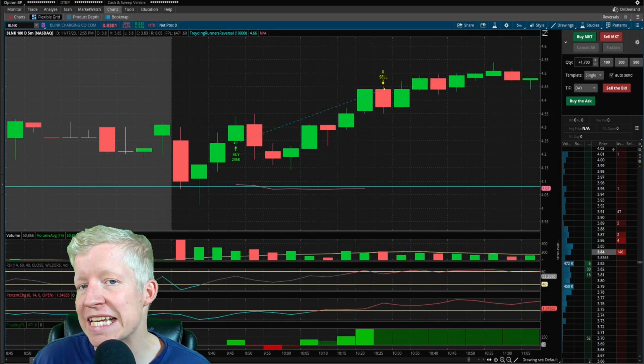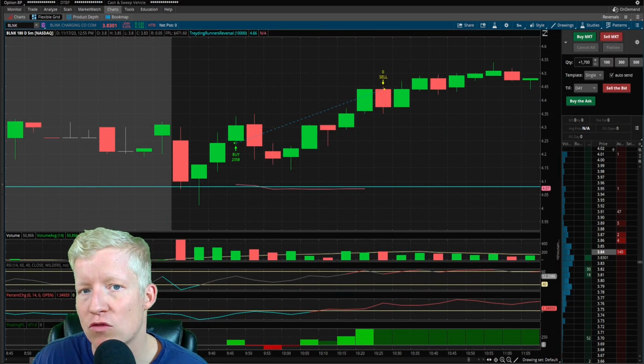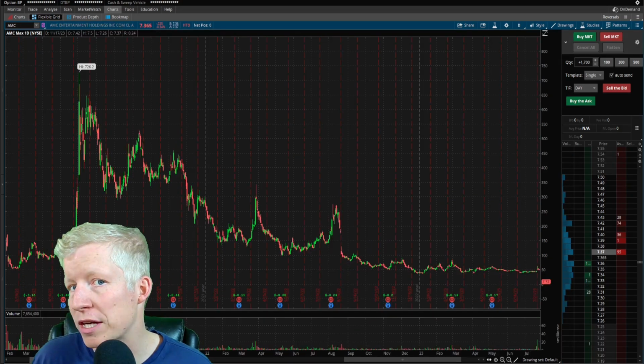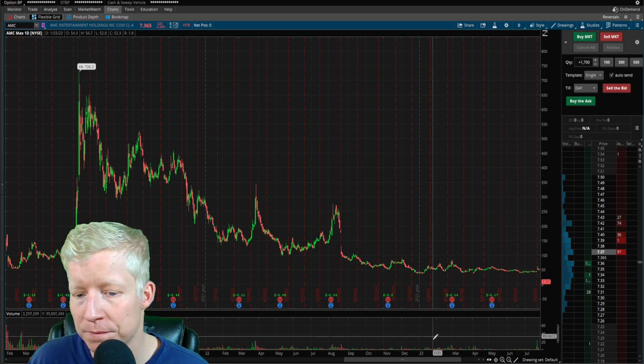Reversal trading is the easiest way to create high risk-reward ratios within your trading strategies, but it can be very difficult to know when to buy dips so that they don't just keep dipping on you. I'm going to buy AMC at 50 because it looks like it's primed for a reversal.